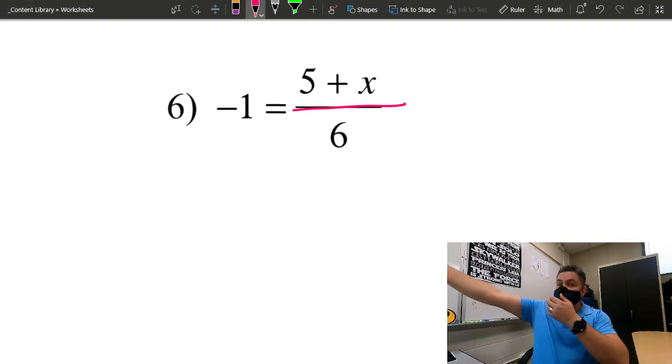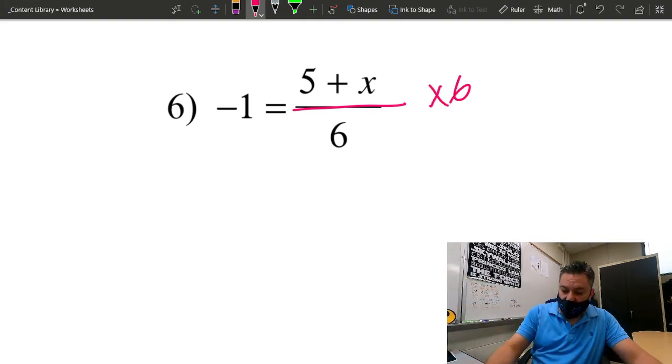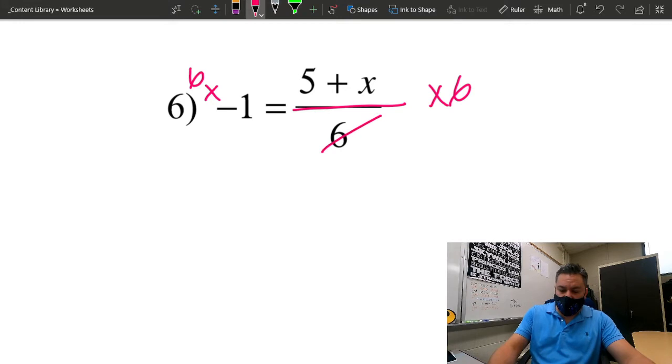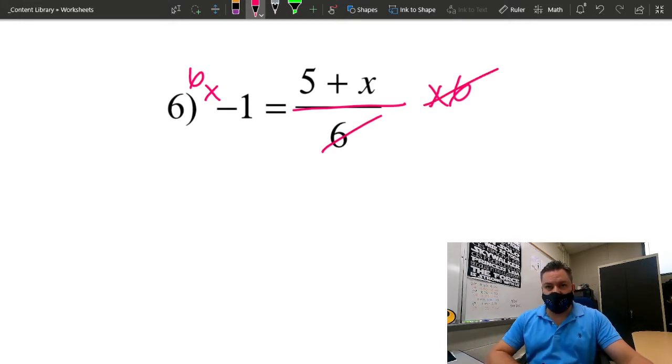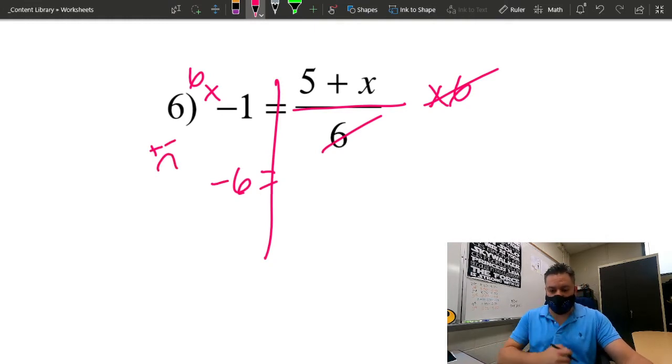What is the number we got to get rid of? 6. So we got to multiply by what? By 6. What I do to one side, you better do it to the other side. This will be eliminated. And then on the left side, you're going to have 6 times 1 is 6. And then you have a positive and a negative, which is negative. Now you're left with 5 plus x.